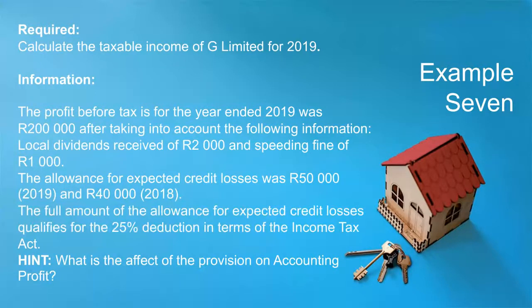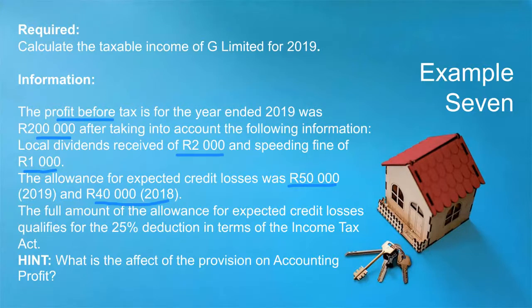Let me just continue. Here we have a similar situation. We've got profit before tax of 200,000. They've already taken into account the dividends, which we know we would subtract. They've already taken into account a fine, which we know we're going to add back. Now, this is the important part. The allowance for expected credit losses is 50,000. That's the closing balance. It's 50,000 in 2009 and 40,000 in 2008.